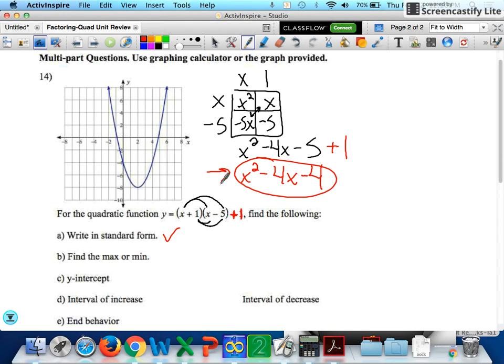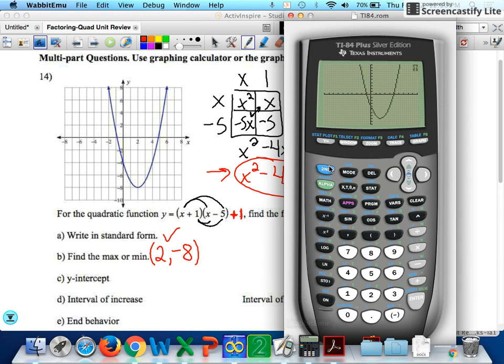Find the max or min. Well, it looks to me like it's at 2, -8, and that's great because we can eyeball that one. We can just look at the graph and figure it out. But if you wanted to calculate it, second calculate, minimum, and then we got to sandwich it in. I'm to the left of it, press enter. I'm to the right of it, press enter, enter. And ours says 2.0000012, -8. That's basically just 2, -8, guys.